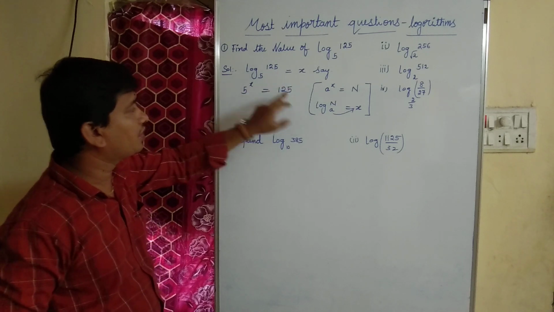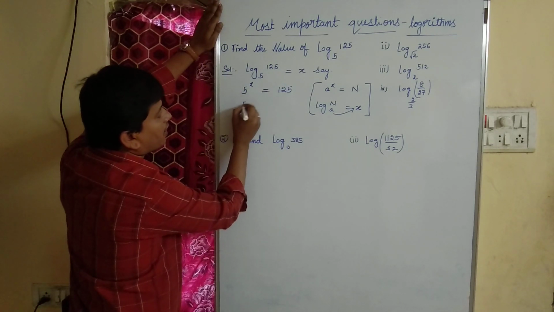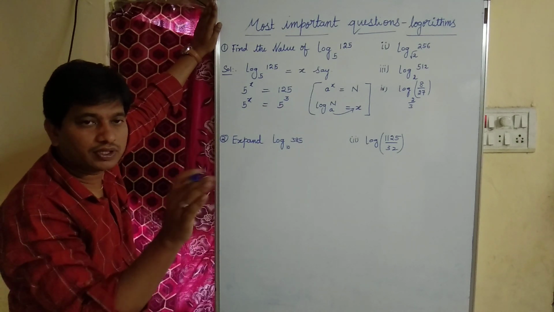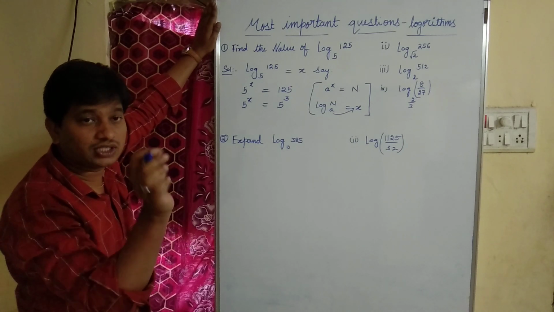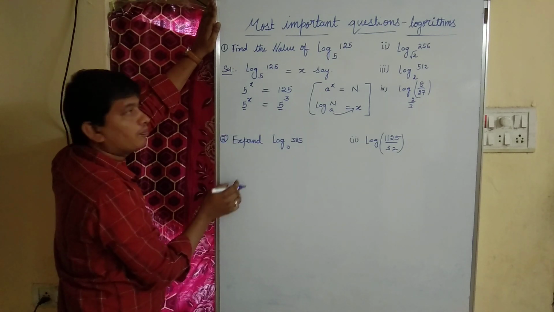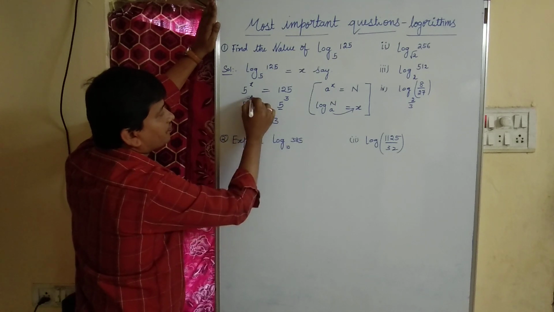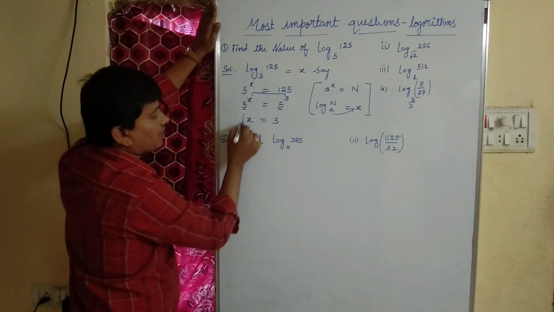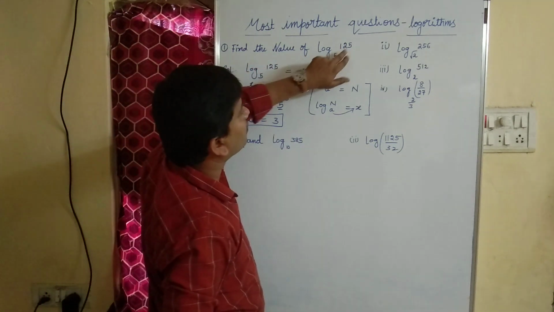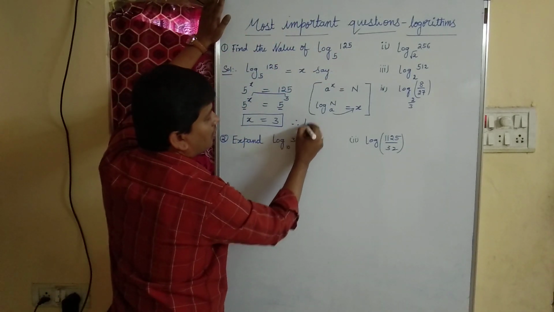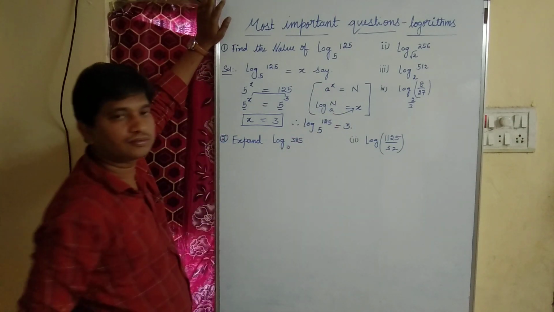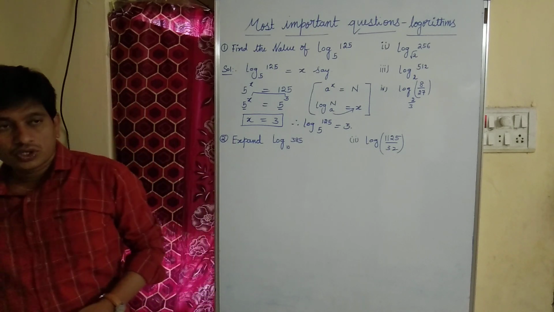5 power x equal to 125. How can we write 125? 125 I can write as 5 cube. Yes or no? 5 raised to the power 3, 5 into 5 into 5. 5 5 is 25, 25 5 is 125. If you observe here, as bases are equal, power should be equated. So what is the value of x? X value is 3. So what is the value of log 125 to the base 5? Therefore log 125 to the base 5 equal to 3 children.